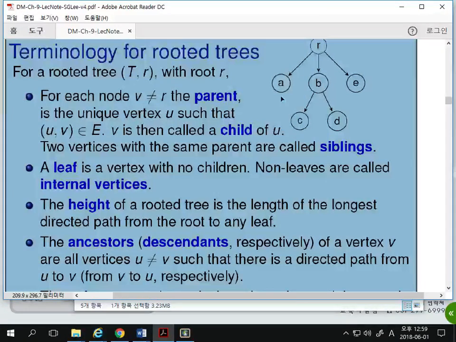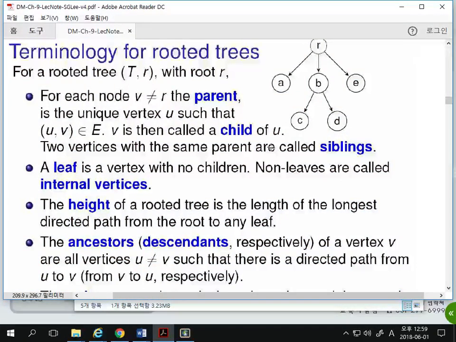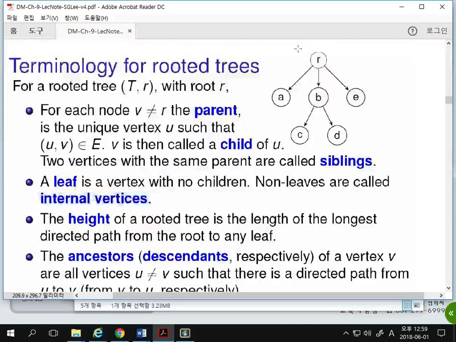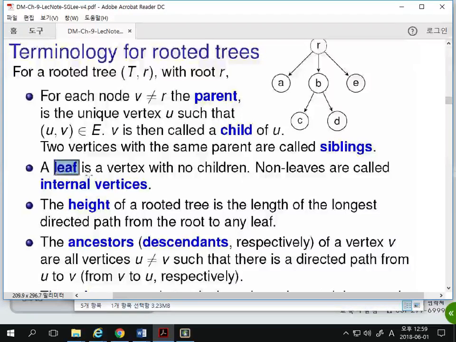The terminal vertex, a leaf, is a vertex with no children. So these are called the terminal vertices. Non-leaves are called internal vertices, which are not terminal vertices. So these are internal vertices, R and V, and A, C, D, E are terminal vertices, which can also be called leaves.